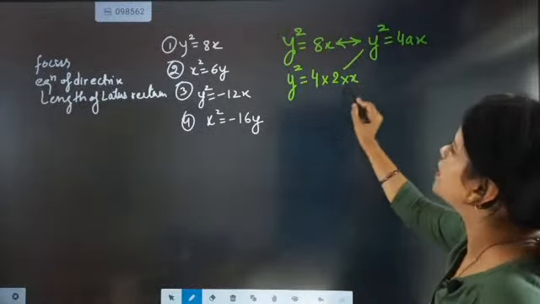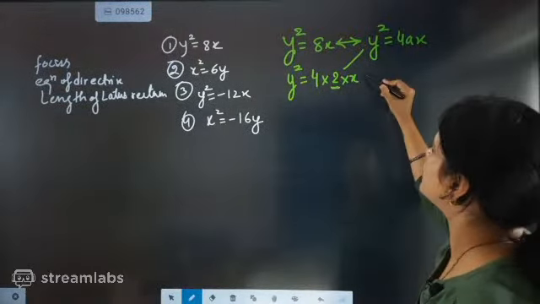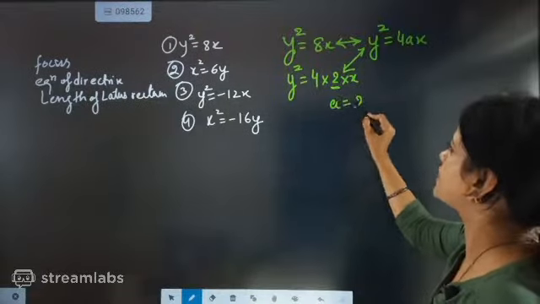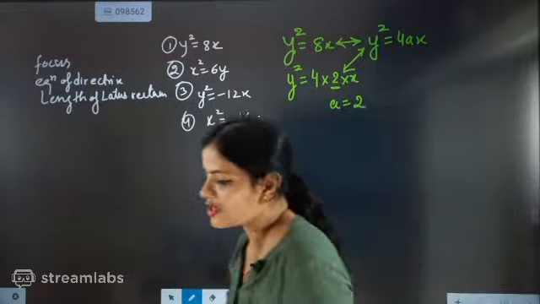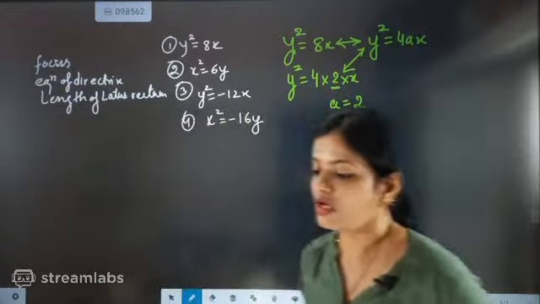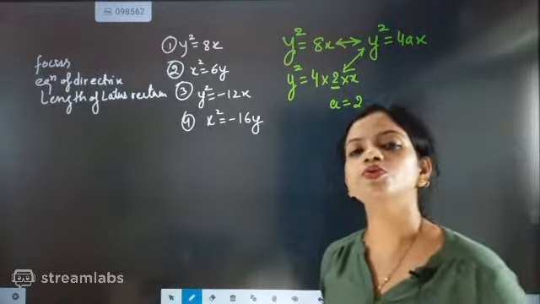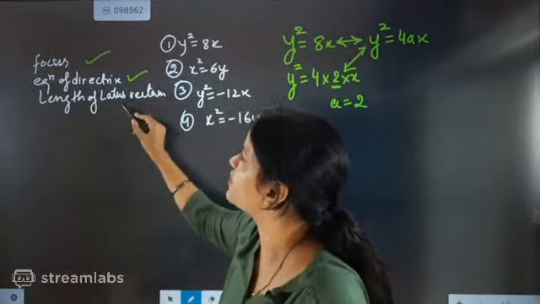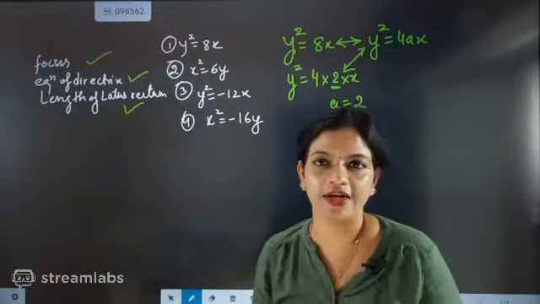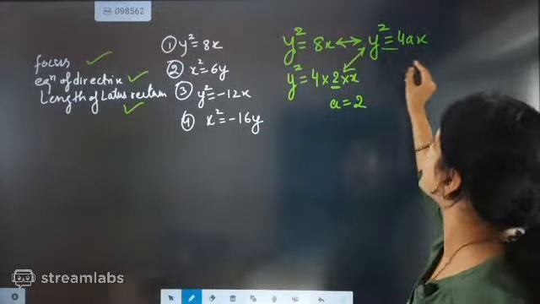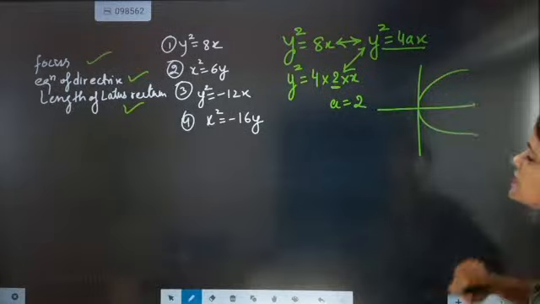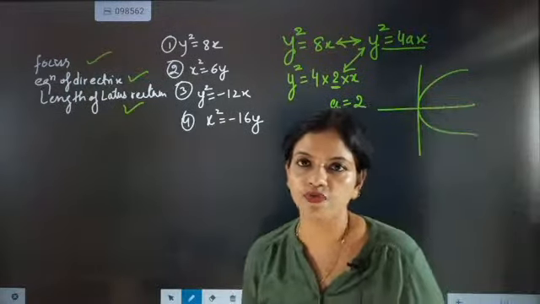If we compare these two equations, we got a equal to 1, a equal to 2. So what did we get? A equal to 2. The moment you got a equal to 2, beta, now you have to find the focus, the equation of directrix, and the length of latus rectum. This is exactly the parabola where the mouth opens to the right, the first equation, y square equal to 4ax.